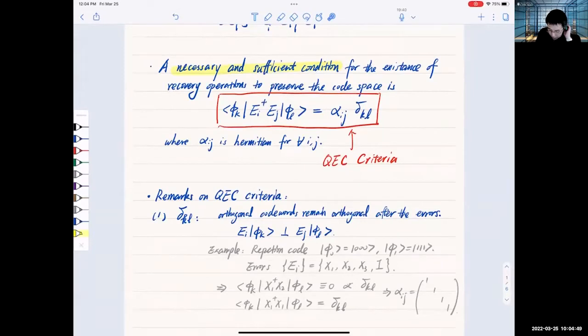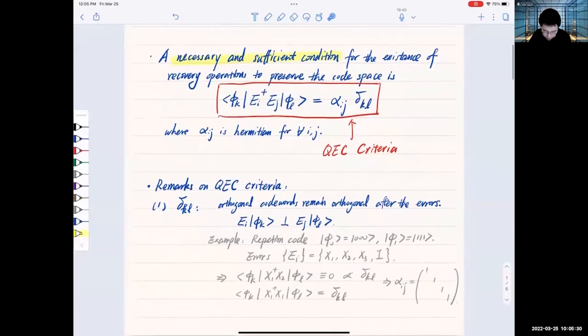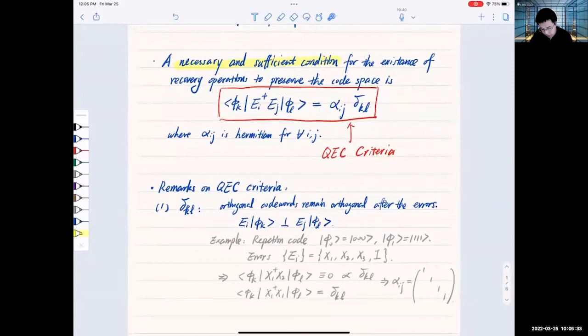It turns out to be diagonal, because the errors will have a bit flip of 1, 2, or 3 qubits, or no bit flip. In order to get a nonzero alpha ij, you need to set phi K and phi L to be the same. And the only way for E_I and E_J operating on the logical state to have a finite overlap is if I and J correspond to the same qubit. So that alpha ij actually has this diagonal form, which is consistent with being a Hermitian matrix. That is just an illustration of this error correction criteria.